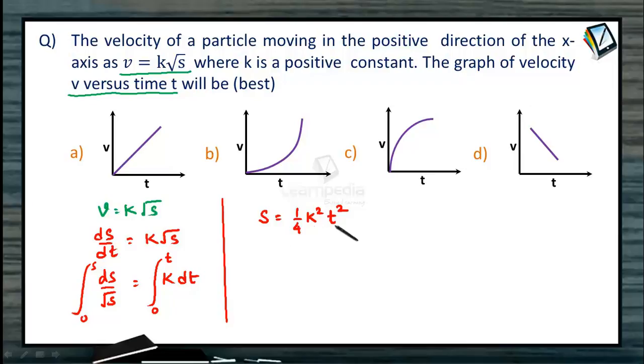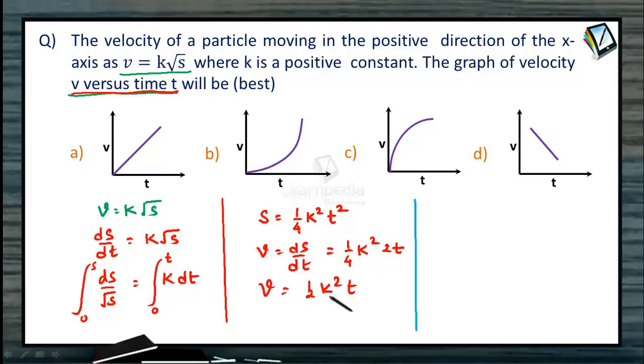Now displacement we got as a function of time. Now it's very easy to get velocity in terms of time. So what is the velocity in terms of time? v = ds/dt. Let us differentiate this function. So (1/4)k² into 2t, or it can also be written as (1/2)k²t, that is the velocity. Now we got velocity as a function of time.